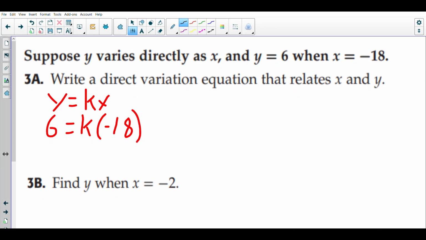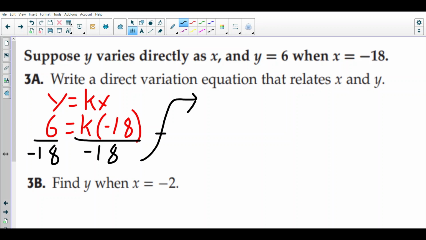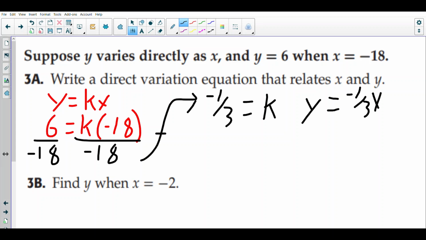And from here, just do some algebra, solve, divide by negative 18. So 6 divided by negative 18 just leaves us with negative 1/3 is equal to k. So my equation is y equals negative 1/3 x.